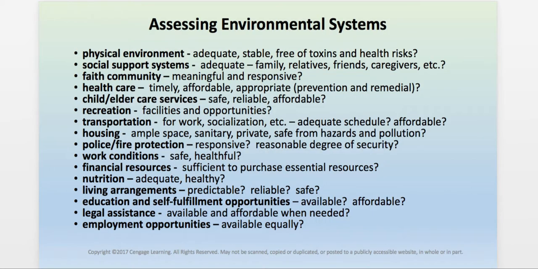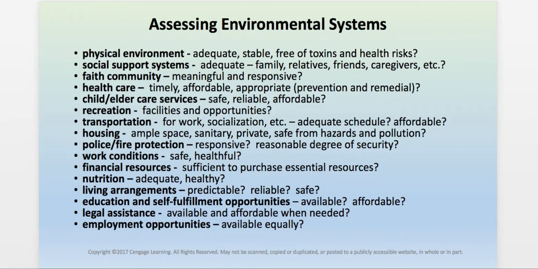I'm not going to go through this list. You can see it for yourself, but there are a number of different things you want to look at when you look at the client's environmental system. I think there are something like 14 or 15 different factors mentioned in the text, and certainly there are even more than that, I'm sure.